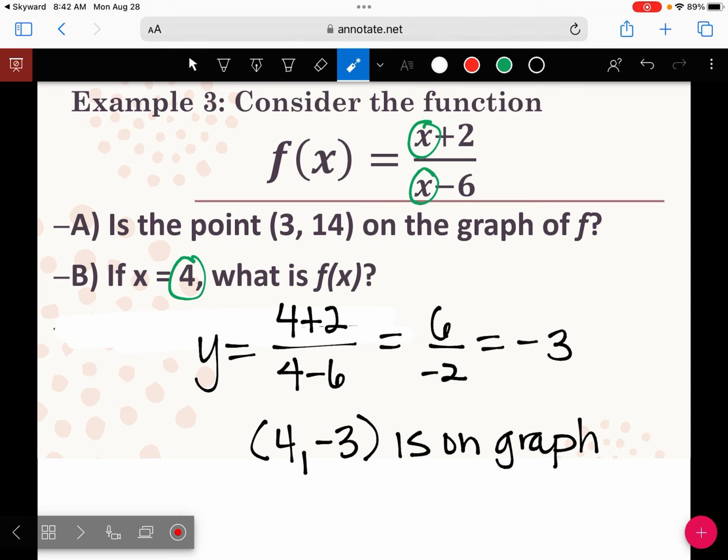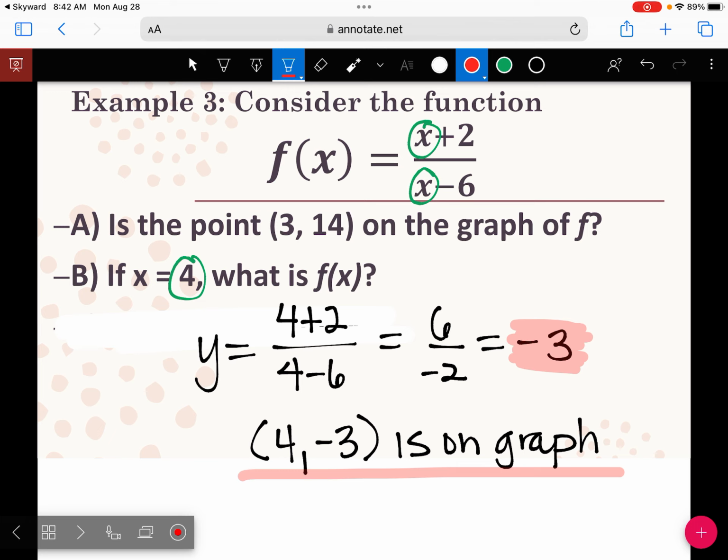No, I was just saying that. So our final answer is, because the question is asking if x equals 4, what is y? The answer is y would be -3. I was just making an extension to that to say that the point (4, -3) is on the graph.